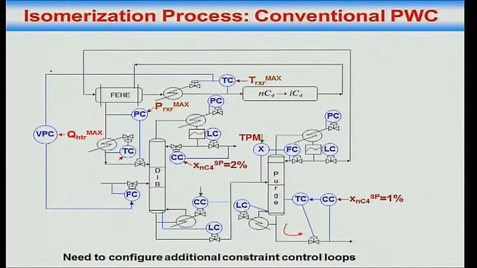Okay, then what do I do? I want to jack up my throughput further. Well, I'll say, okay, this is my throughput manipulator, I'll increase the ratio. By increasing the ratio, I am increasing the reflux. By increasing the reflux, I am essentially reducing the amount of IC5 leaking up the top. I am doing the same thing.